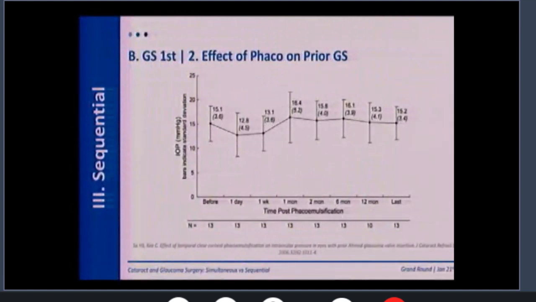And as I mentioned earlier, tubes are more resilient. This is one of the few reports in the literature looking at the effect of phaco in patients with prior Ahmed implants.